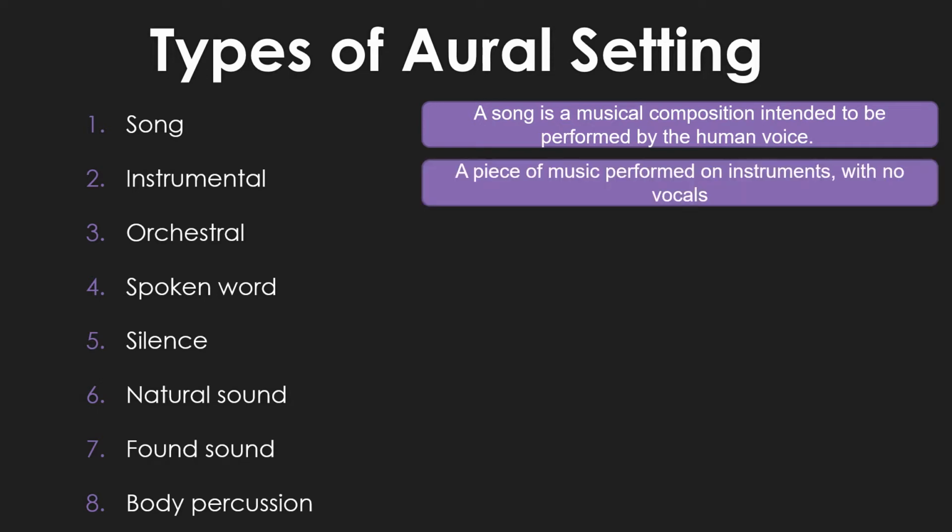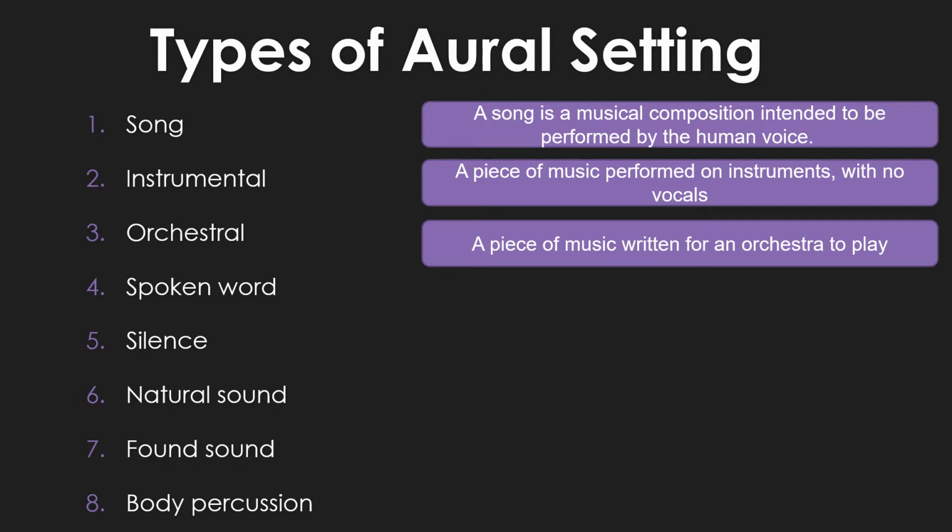Whereas an instrumental piece of music is a piece of music performed on instruments, but with no vocals. So no one talking, singing, rapping, etc. It's just a plain piece of music. Orchestral is a piece of music written for an orchestra to play. So these are classically going to be string instruments, but an orchestra, remember, is more than one person, so it's going to be a piece of music written for an orchestra to play.